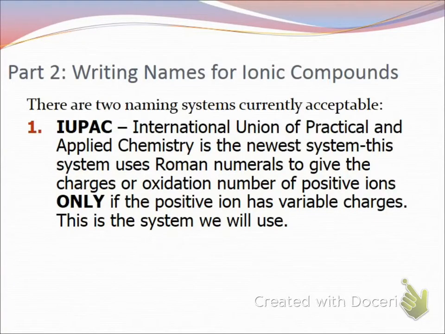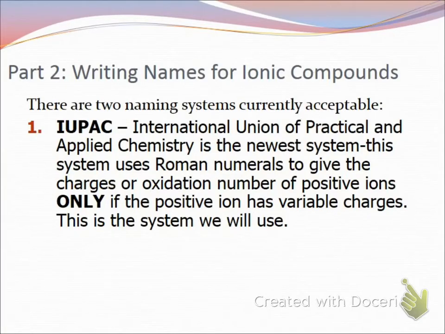So this is going to be how we're going to write the names for the ionic compounds. We already did writing the formulas. Writing the names is a little bit easier. There are two naming systems that we currently use. One is called the IUPAC, and it's the one that uses the Roman numerals to give us the charge or the oxidation number of those ions.